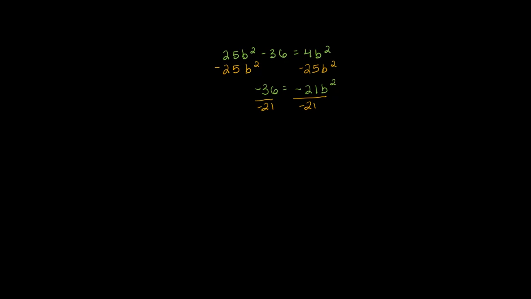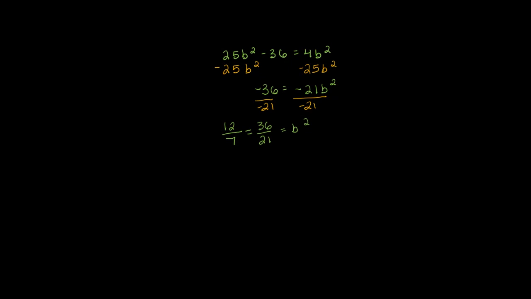I want to leave it as a fraction. And we end up with 36 over 21 equals b squared. But we can reduce this because 3 goes into 21 and 3 also goes into 36. So when I reduce that, I get 12 over 7 as my b squared. So now I know what b squared is, and that's what I needed to complete our formula.